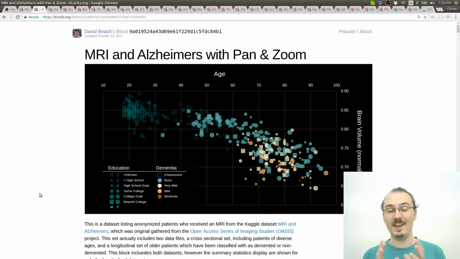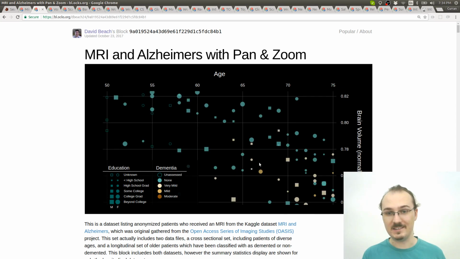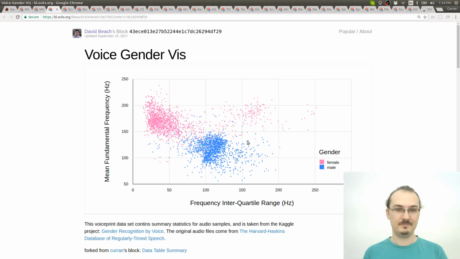This one is beautiful. There's a variety of channels being used here, and I just think that's so cool. And also the zooming is really fluid with the updating axes. That's really nice. This one struck me as really cool too, because you can so clearly see that there's two clusters of male and female voices.